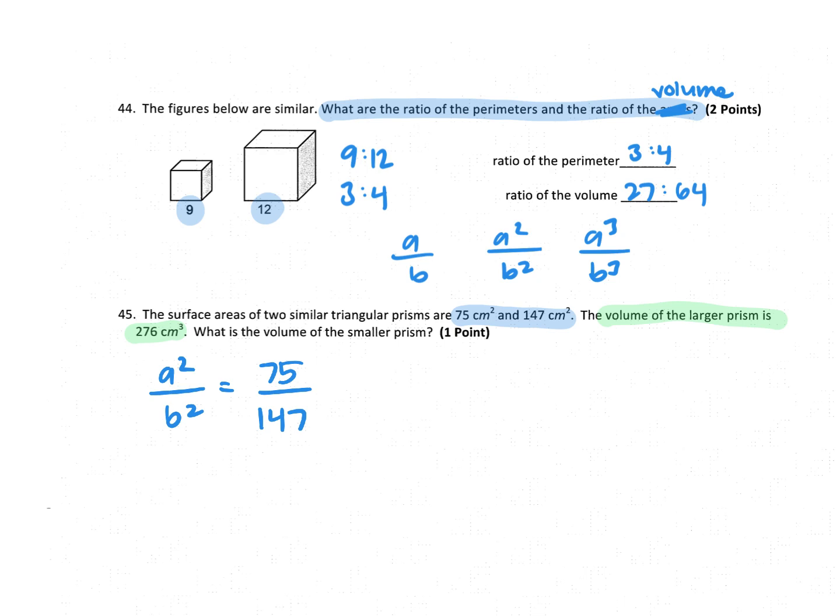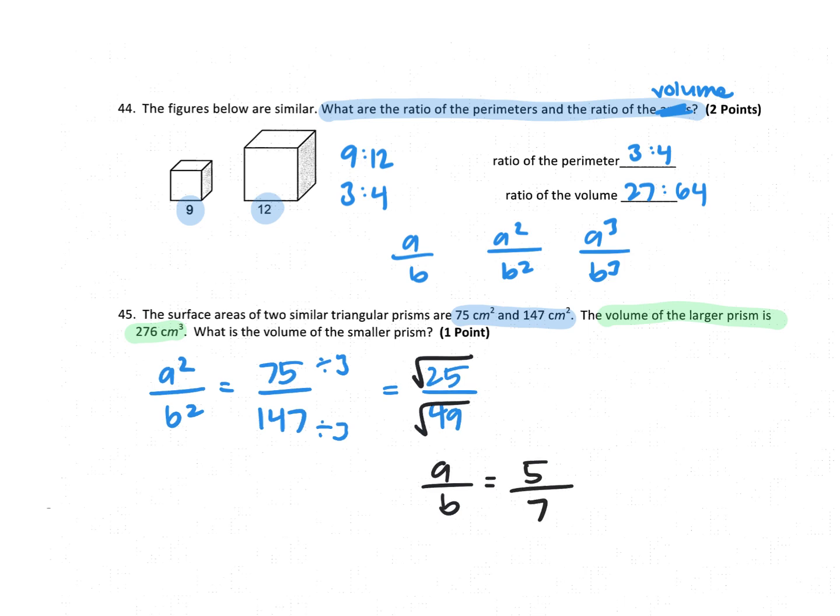We can divide both of these by 3. We end up with 25 over 49. Now this is not the ratio that we are going to use to solve the problem. I need to find my scale factor, which is A over B. So to find A over B, I need to take the square root of both of these. So A over B is going to equal 5 over 7.